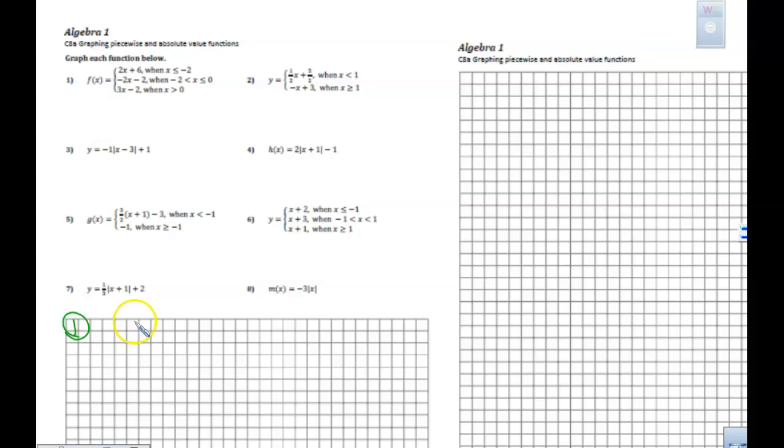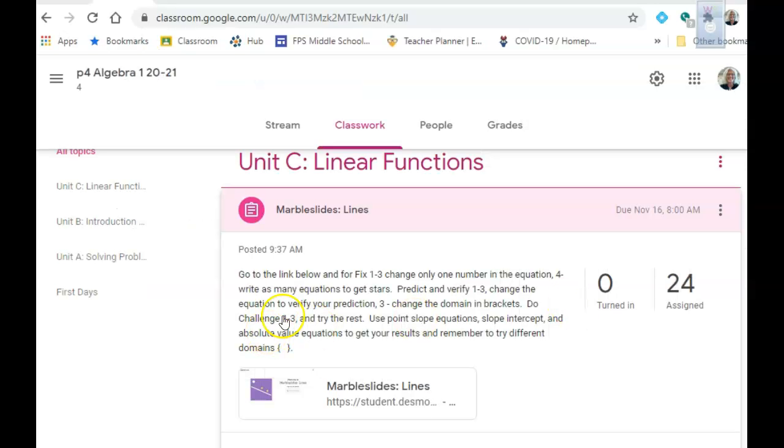So you're going to do question number 1, and you might do a graph like this, and then you might do 2 over here, and 3, 4, 5, okay? So you're going to spread them out, don't do one big one, okay? Questions? So as you look at this, go to the link, fix 1 to 3.